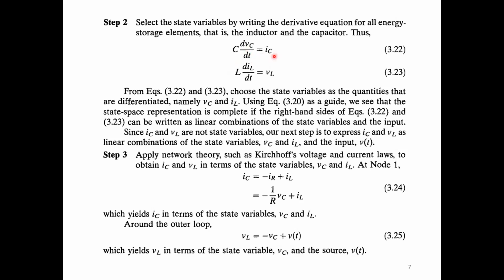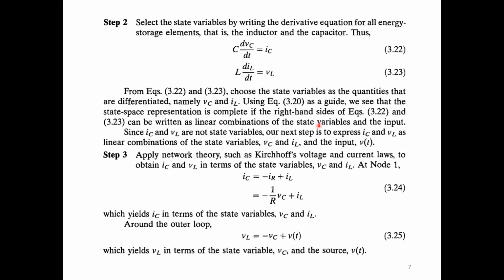C dVc by dt is equal to IC. L dIL by dt is equal to VL. Okay. Now, apply network theory such as Kirchhoff's voltage and current laws to obtain IC and VL in terms of the state variables. So we are taking equations 3.22 and 3.23. Choose the state variables as the quantities that are differentiated. That means Vc and IL would be our state variables because we have differentiated them. So those will be our state variables.